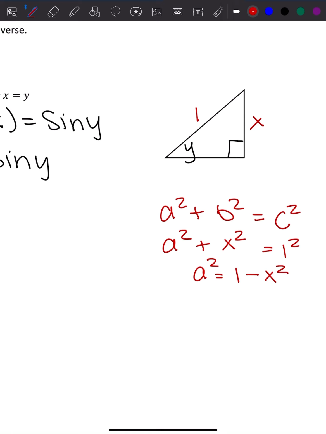And we just want a, not a squared, so a is equal to the square root of 1 minus x squared. We're not going to worry about negatives here right now. Our problem in itself will take care of negatives, so we'll just worry about this to begin with. So we have the square root of 1 minus x squared.